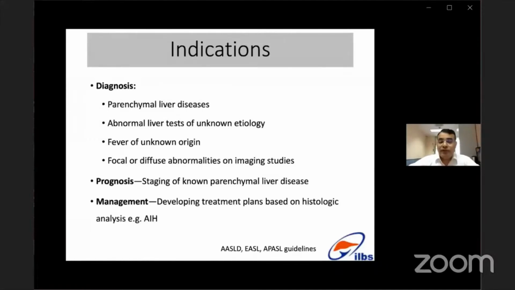If we talk about prognosis, then it is staging of known parenchymal liver disease. If you are giving medications, definitely that is one of the indications. And lastly, but not least, management. So development of treatment plans based on histologic analysis. The most common example would be autoimmune hepatitis.